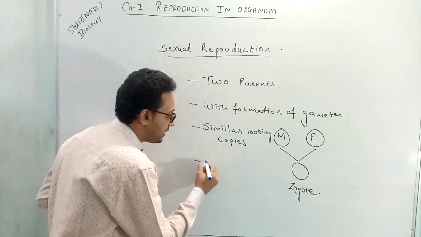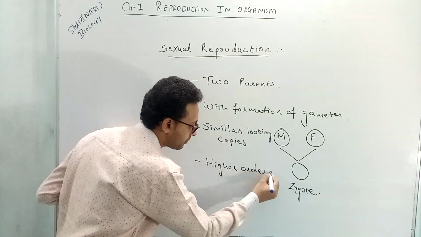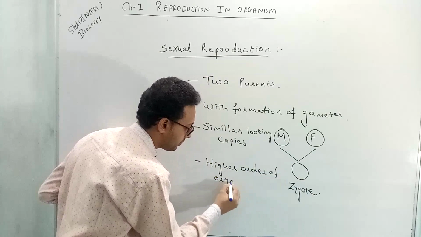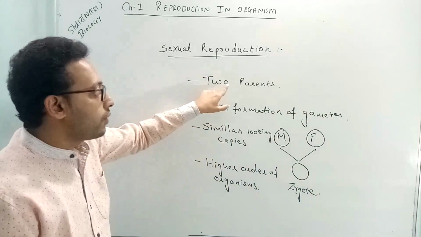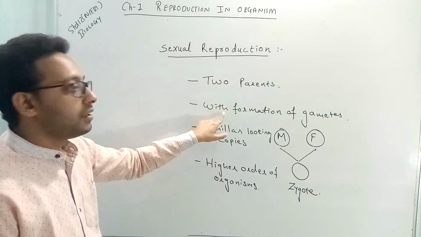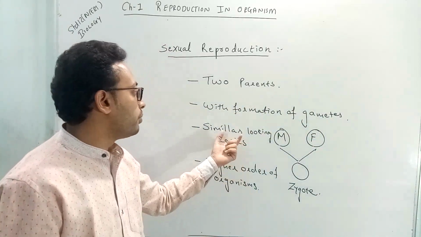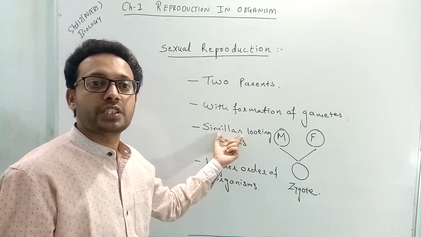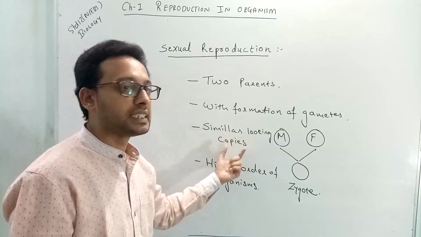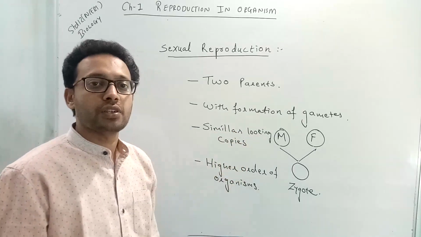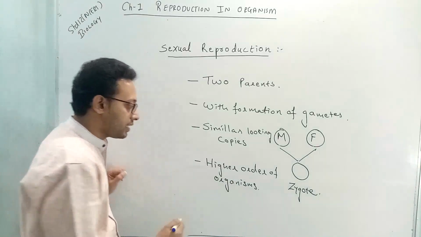And the fourth one: it occurs in higher order organisms. I hope it's clear to everyone. It requires two parents. It requires formation of gametes from the same individual or different individuals of opposite sex. The offspring produced are similar looking, but not identical or exactly the same, and it occurs in higher order organisms.